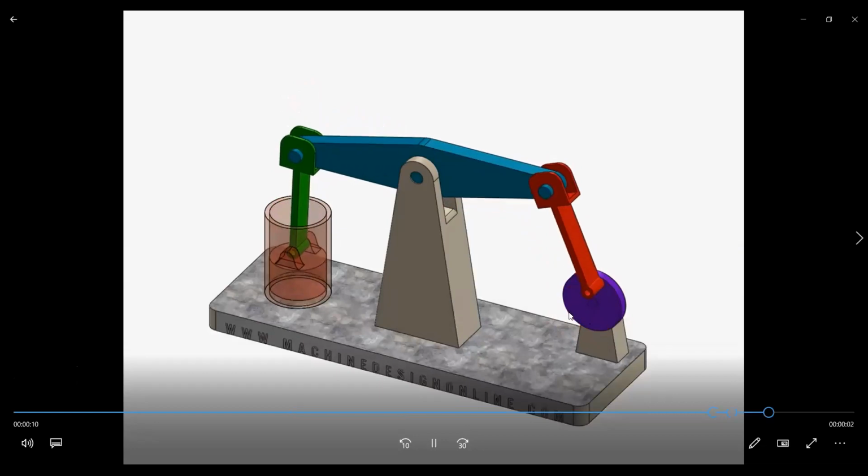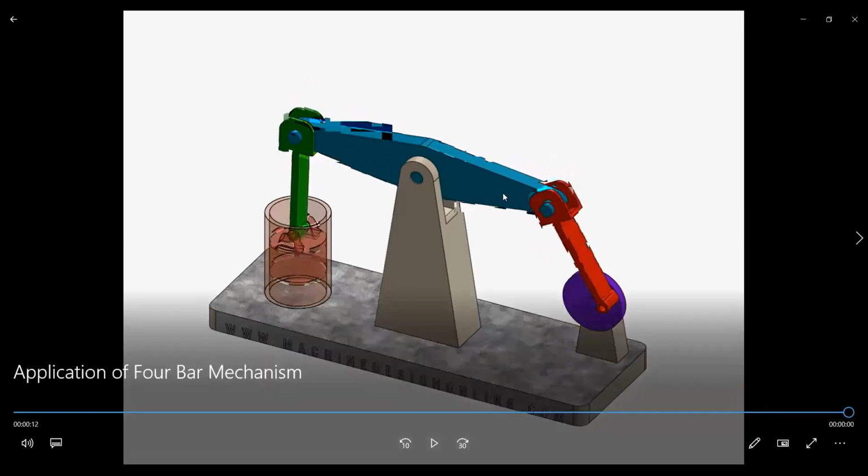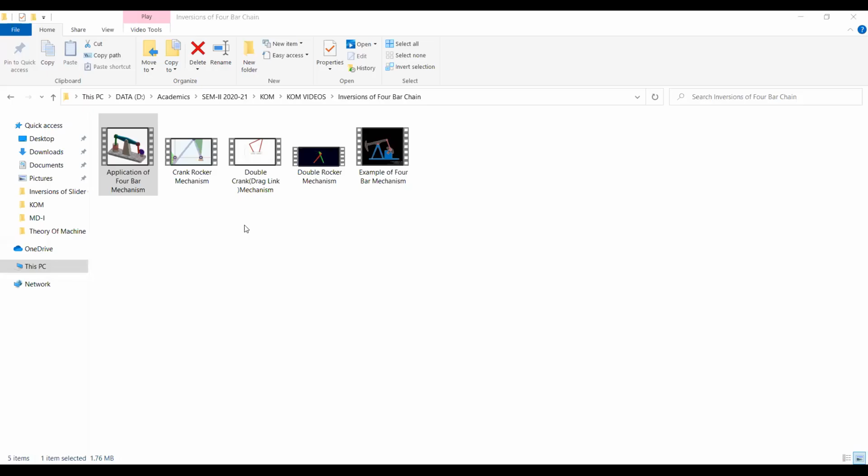Here there is one crank and one lever. So it is a crank lever mechanism. Next, I will show you the double crank mechanism.